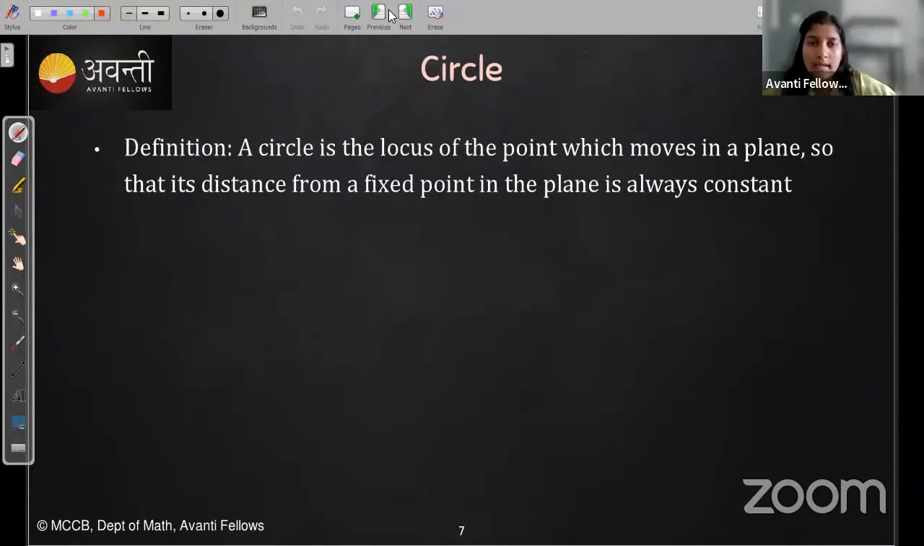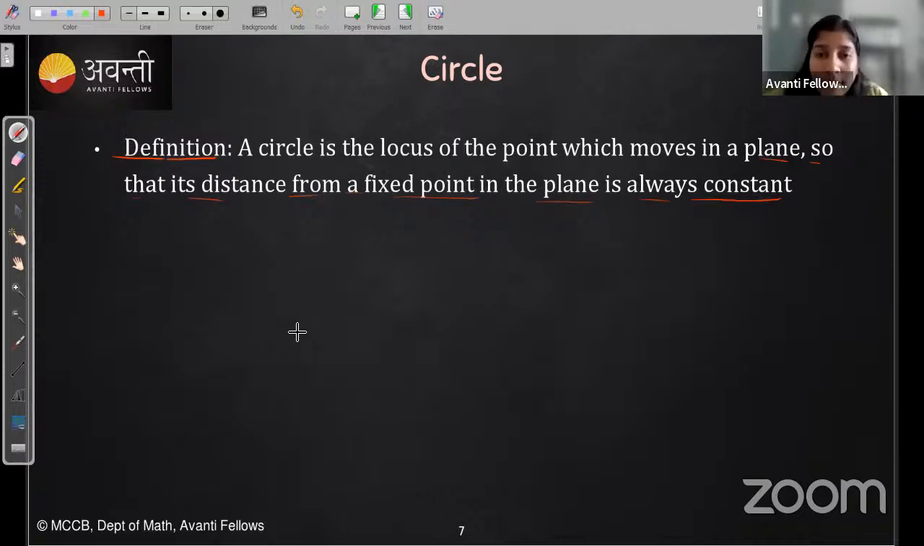So next is circle. We'll see what actually this circle is. How do we define it? A circle is the locus of a point which moves in a plane so that its distance from a fixed point in the plane is always constant.